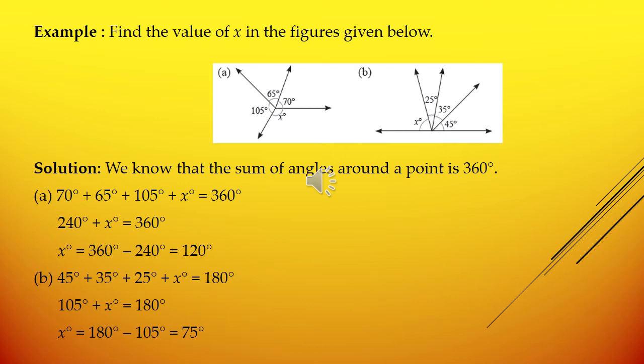But in the second part, what you can see is that four angles are lying on the straight line, and the straight line always forms an angle of 180 degree. So in the second part, we can write x degree plus 25 degree plus 35 degree plus 45 degree is equal to 180 degree. Angles lying on a straight line always form the sum 180 degree. From this we can find out the value of x.